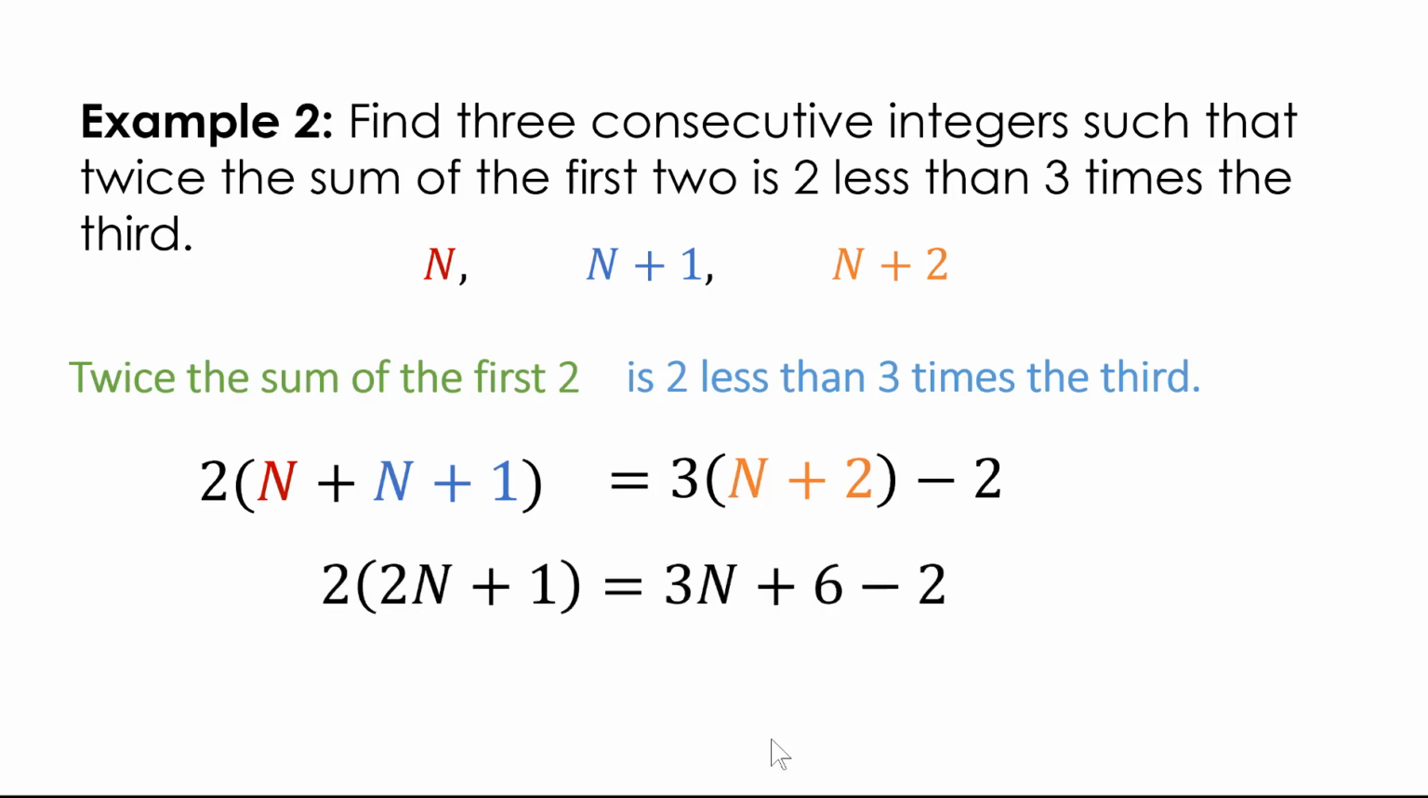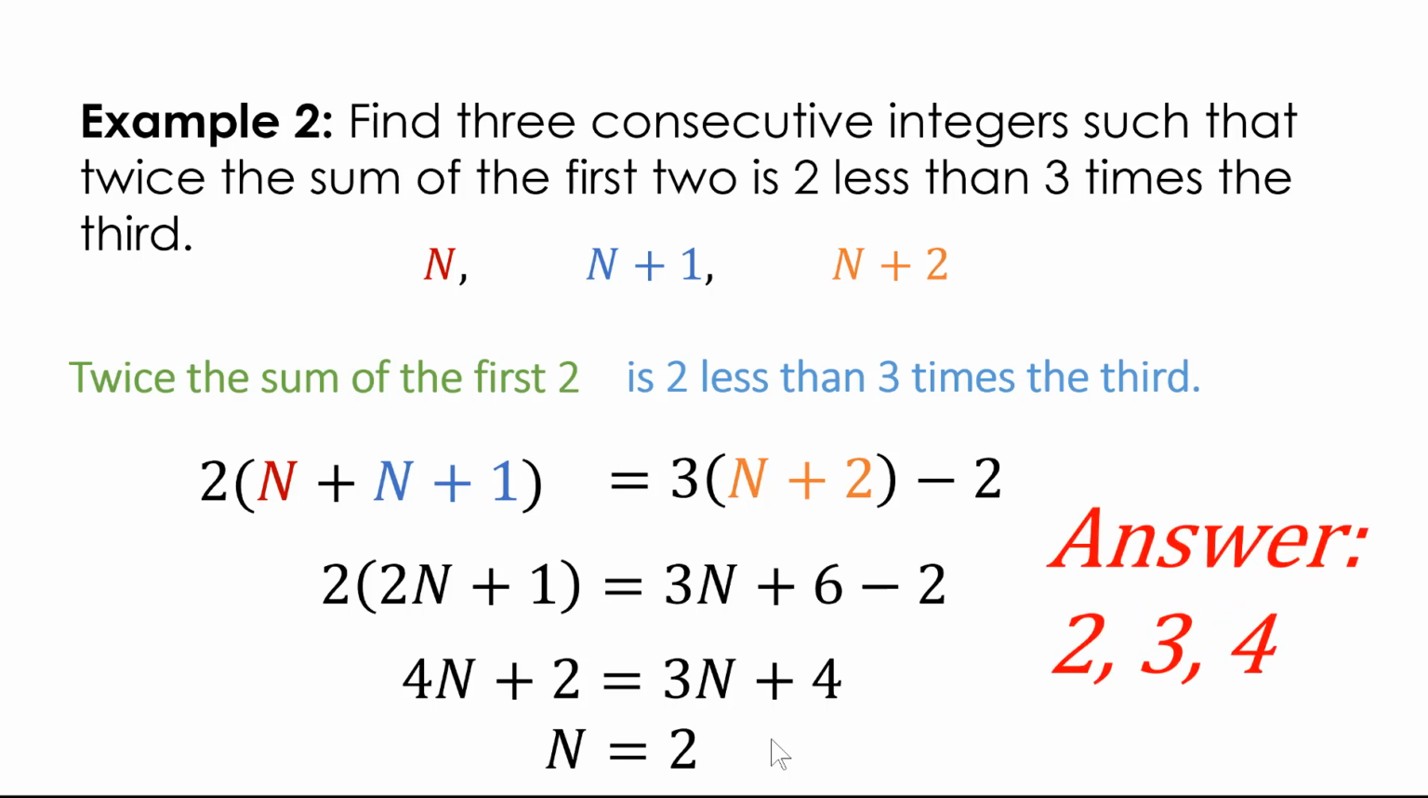All right, so you do your parentheses there. On the left, you've got 2 times 2n plus 1. On the right, if you distribute the 3, you'll have 3n plus 6, and then you've got that minus 2. Then do the distributive property on the left side, so 4n plus 2 equals 3n plus 4. Now if you subtract 3n on both sides and subtract 2 on both sides, you get n equals 2. Again, that's not the answer because the question asks for 3 consecutive integers, and those are going to be 2, 3, and 4: n, n plus 1, and n plus 2. So make sure to put the answer.